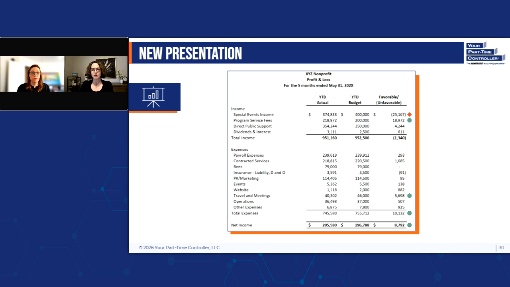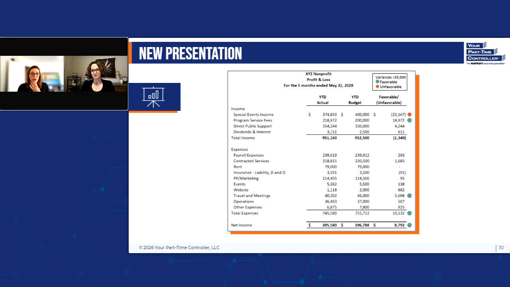Just a quick note to be careful when you're using red and green. Do you know if any of your board members are colorblind? I don't actually. Okay, well, if they are, red and green could look the same to them. So in this case, we've used a slightly different shape for the favorable and unfavorable variances as well. We could also include a key like this one to define what those icons are.